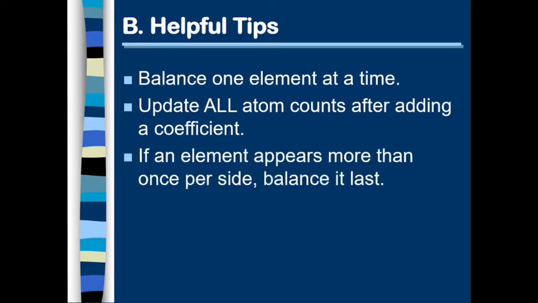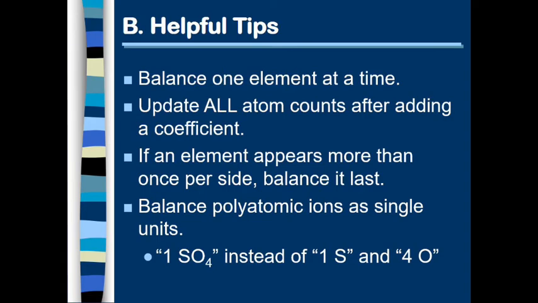If an element appears more than once per side, you need to balance it last. The elements that are very common to appear more than once per side are oxygen, which is the most common. Balance oxygen last, and then hydrogen would be the one that is next to last. These 2 elements very commonly appear in multiple compounds on the reactant or product side, so try to balance those last. And then if you have a polyatomic ion that stays together, then leave it together.